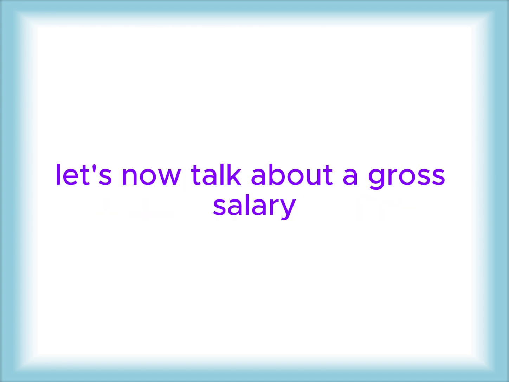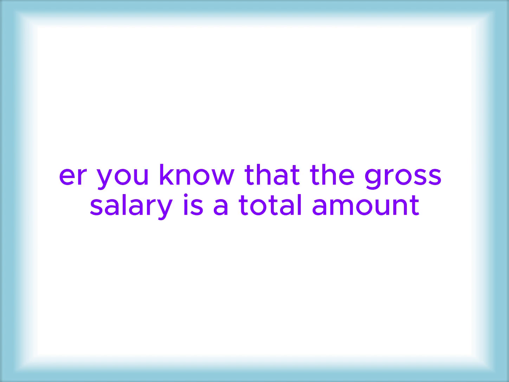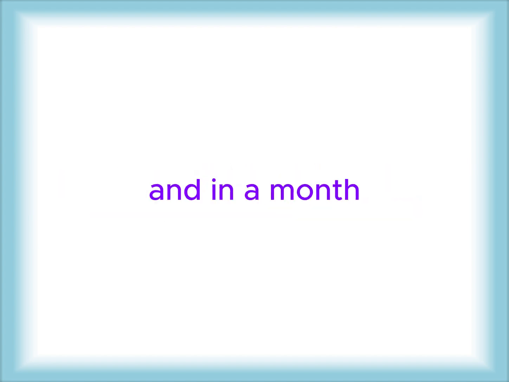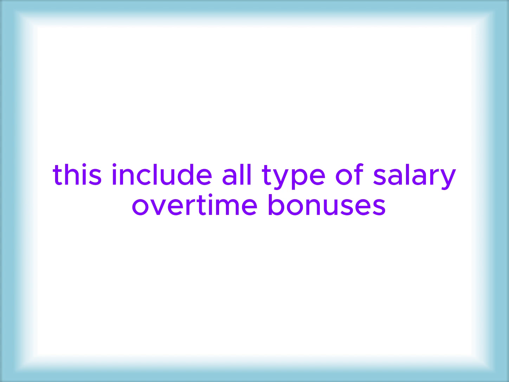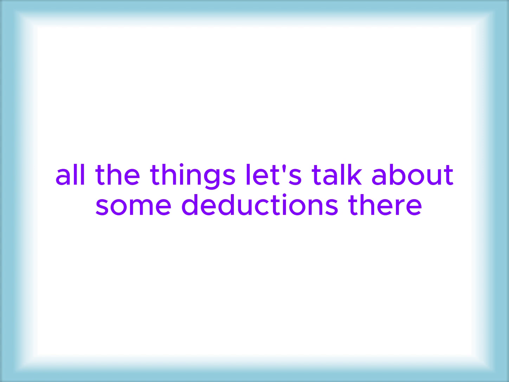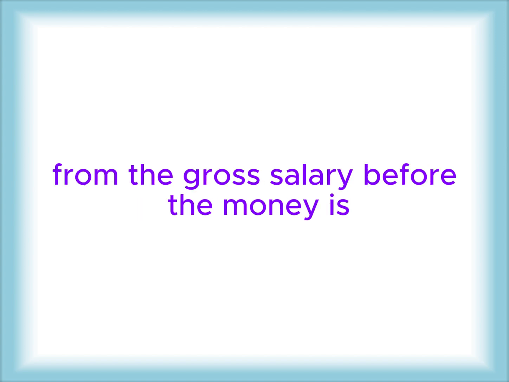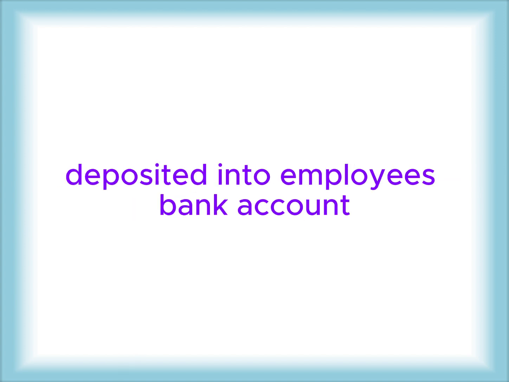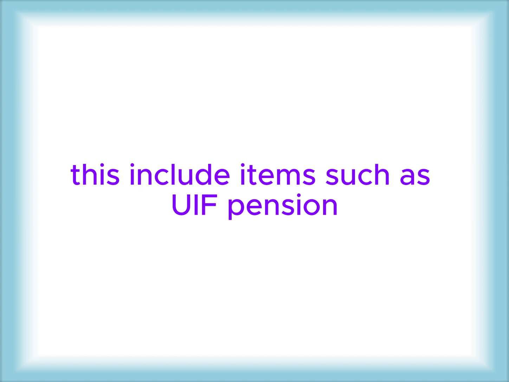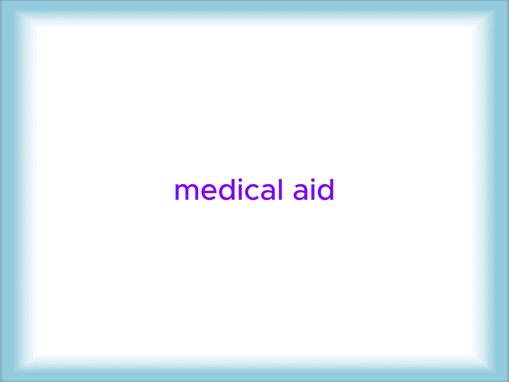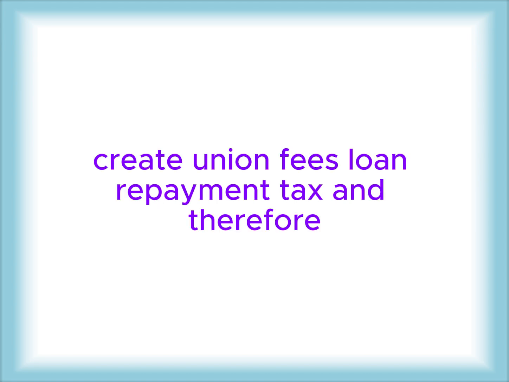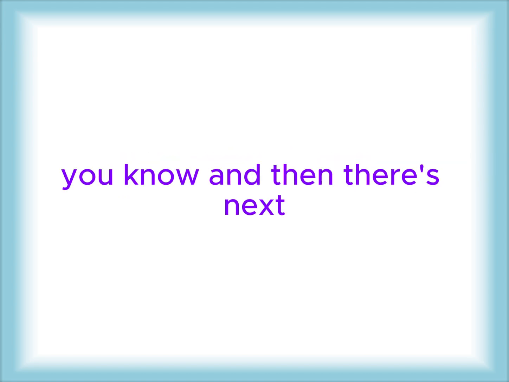Okay, let's now talk about gross salary. You know that the gross salary is the total amount earned in a month. This includes all types of salary, overtime, bonuses, all the things. Let's talk about some deductions there. Deductions are amounts that need to be subtracted from the gross salary before the money is deposited into the employee's bank account. This includes items such as UIF, pension, medical aid, trade union fees, loan repayment, and tax.